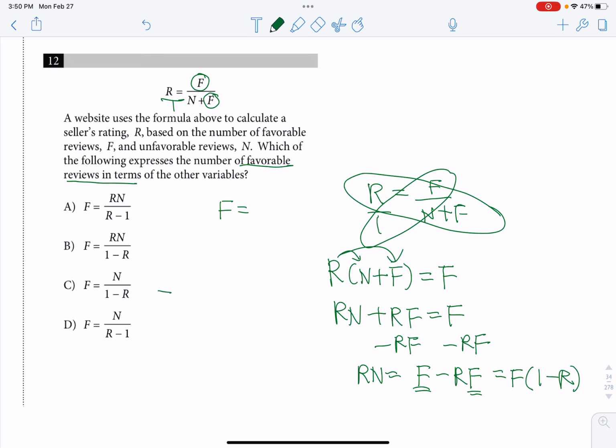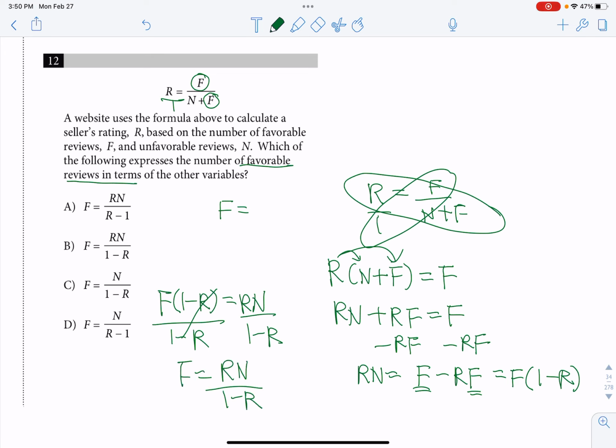Now, if I rewrite F times 1 minus R equal to RN, then to solve for F, you need to divide 1 minus R on both sides. So F equal to RN over 1 minus R, which is B.